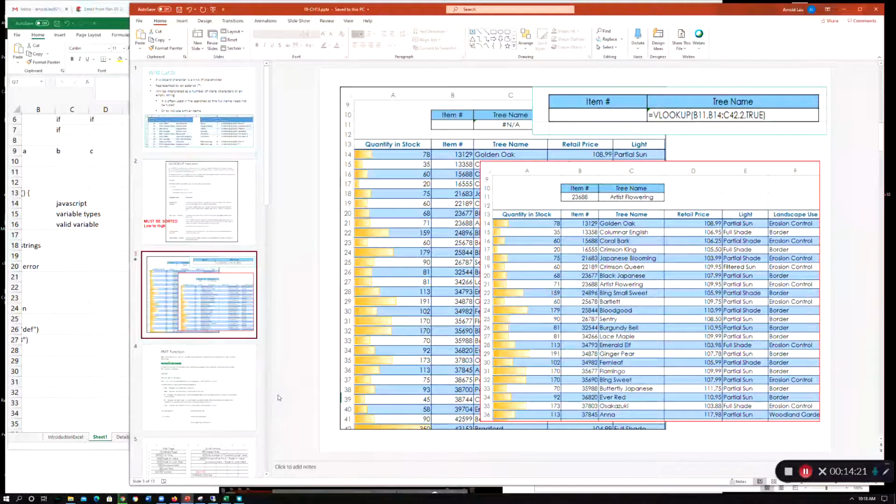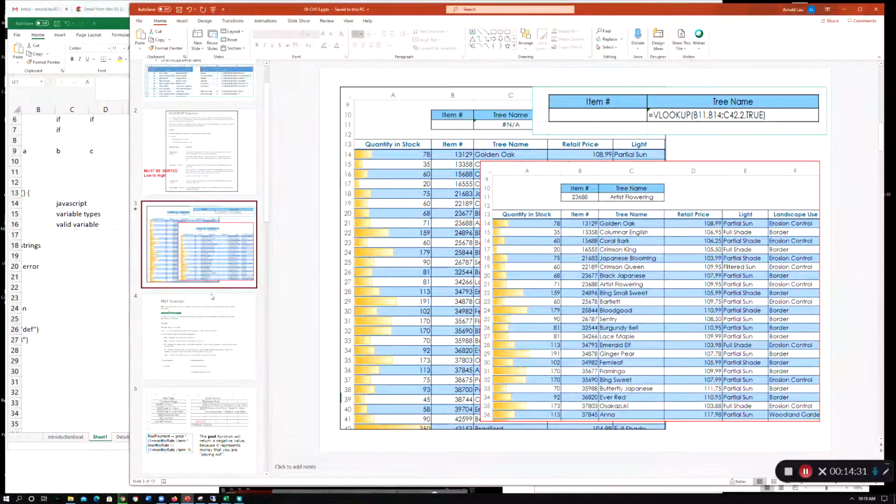I don't know if I need to give more examples on VLOOKUP or not, but I can't emphasize enough how important it is that you understand how VLOOKUP works. If you feel like I need to give you more examples on VLOOKUP, just let me know. I'll do that.